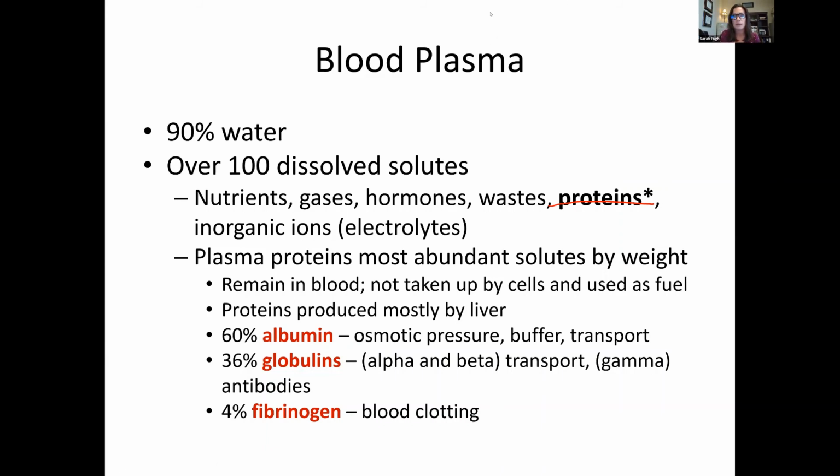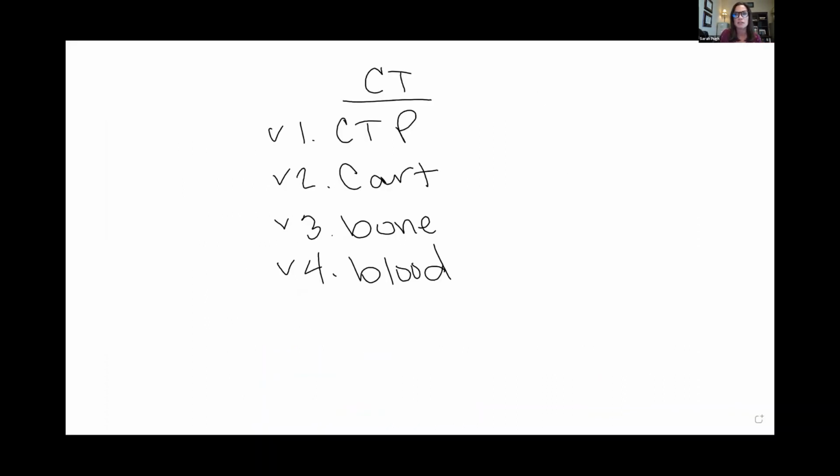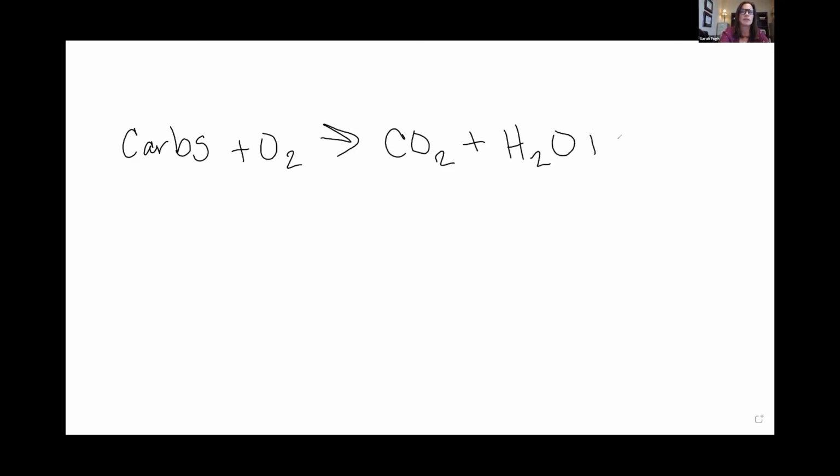Let's open up a whiteboard and let's clear this one off. And let's talk about that. So this should look very familiar to you. Carbohydrates plus oxygen forms CO2, water, and ATP. Okay, that is cell respiration, right? So this is how your cells use nutrients like carbohydrates and oxygen.